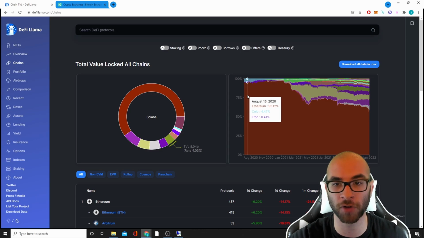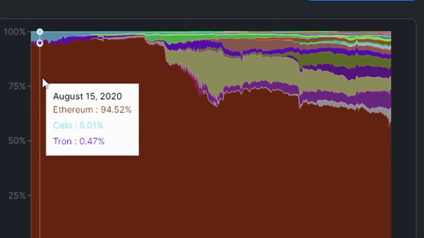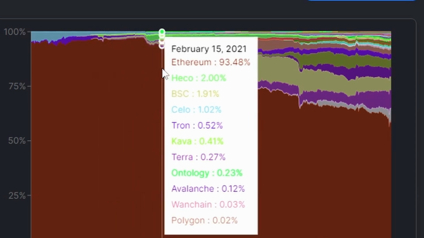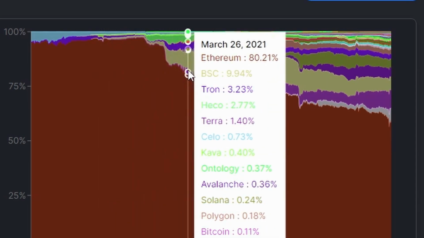We can also look over here, guys. In the beginning, DeFi was primarily Ethereum when it first started in August of 2020. And look at this. Ethereum had a 95% dominance, and over time, Ethereum's dominance has gone lower and lower as more projects are launching on different blockchains that are a lot more efficient and cheaper to use.